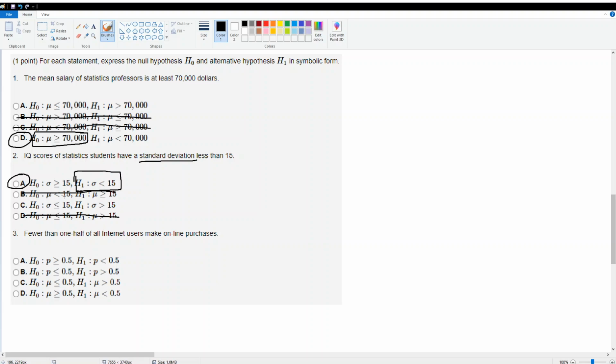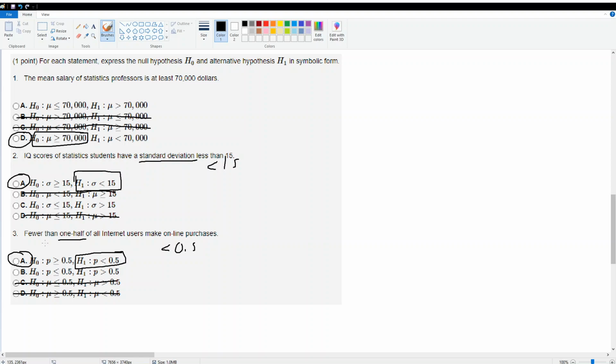Now, number 3. Less than half of all internet users make online purchases. This is a proportion. Therefore, C and D are instantly wrong. In that case, we're left with A and B. Now here we're saying that fewer than 1/2, so less than 1/2. Less than 1/2 has to be one of our hypotheses. That's this one. So we're left with option A.